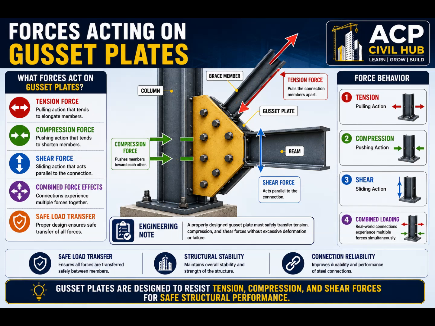In real-world structures, gusset plates rarely experience only one force. Most connections are subjected to combined loading conditions where tension, compression, and shear forces act simultaneously. Therefore, gusset plates must be designed to safely resist all applicable force combinations without excessive deformation or failure. Proper design ensures safe load transfer, structural stability, and connection reliability.